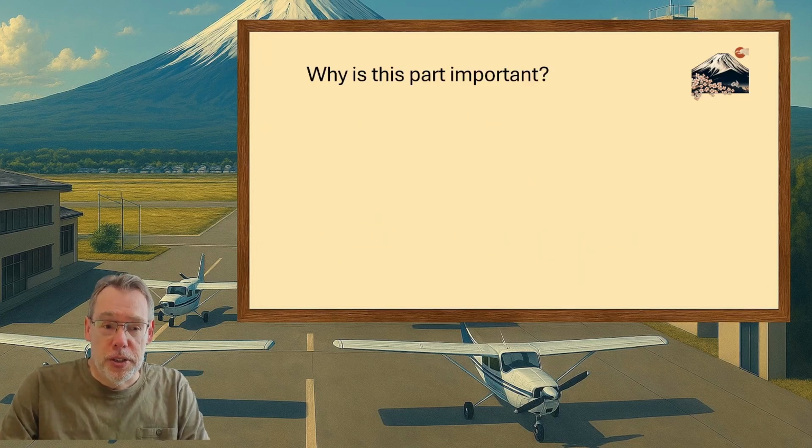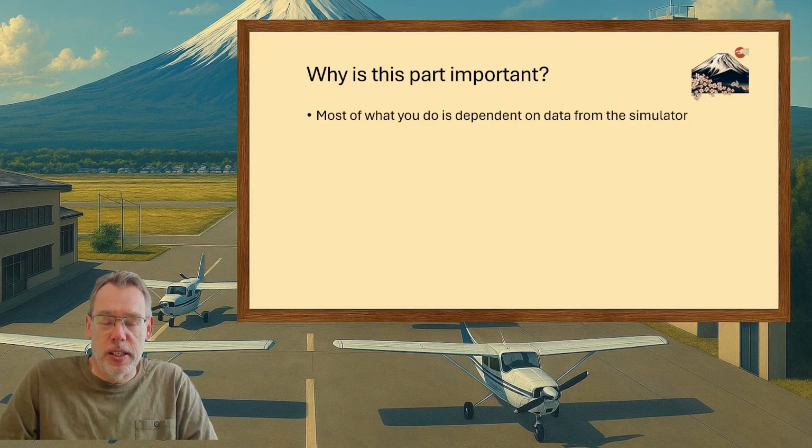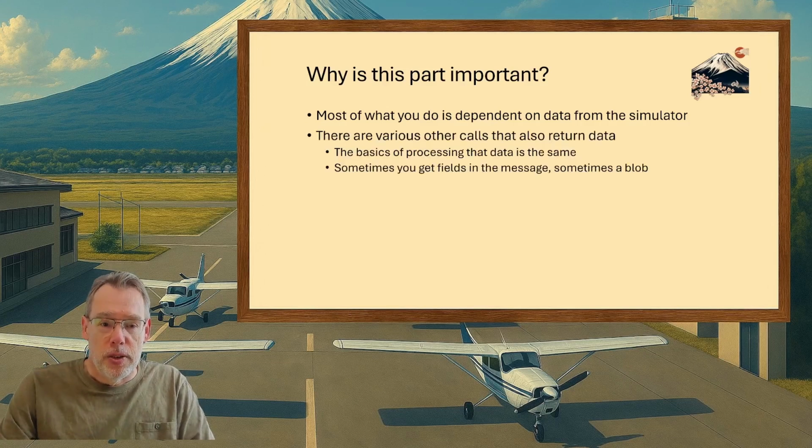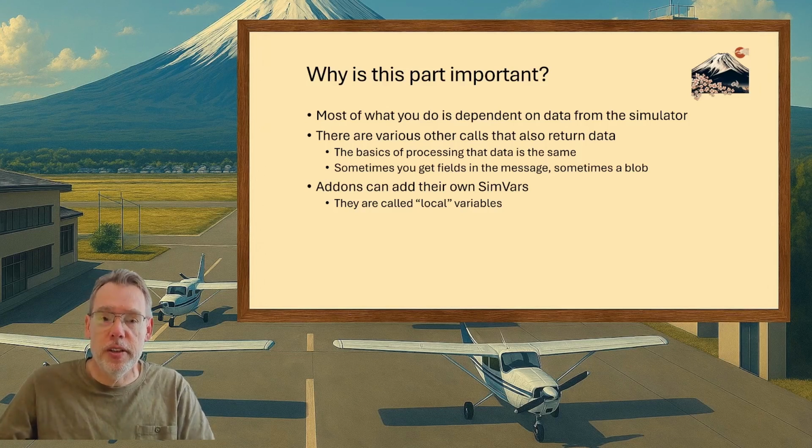So why was this part 3 so important? Well, most of what you do is dependent on data you receive from the simulator. So there are various other calls that also return data, and how they do that or how they return that data, the basics of processing that data will be the same. Sometimes you will get dedicated messages with fields, but sometimes you can get a blob. Add-ons can also add their own simvars, so there will be simvars that are not in the SDK documentation, but instead are in the documentation of the add-on you're trying to communicate with. These are called local variables.